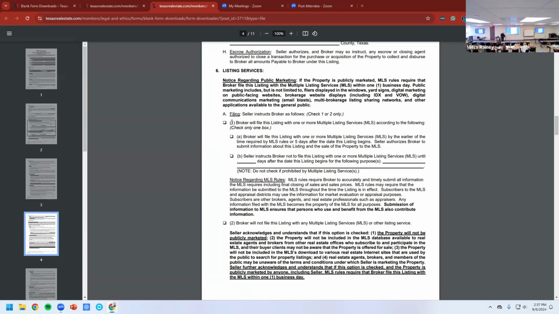All right, so filing: seller instructs broker as follows. Broker will file the listing with one or more multiple listing services according to A. Broker will file this listing with one or more multiple listing services by the earlier time required by MLS rules or 5 days. HAR, our rule is 3 days. Everything is 3 days. So whatever you have in the listing term, you have 3 days to put it on the market if this is checked.